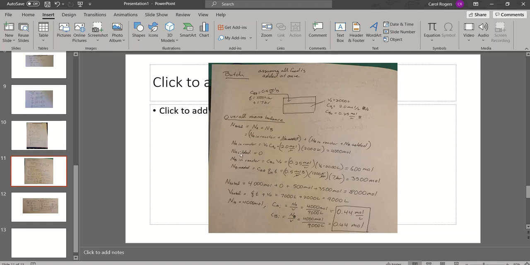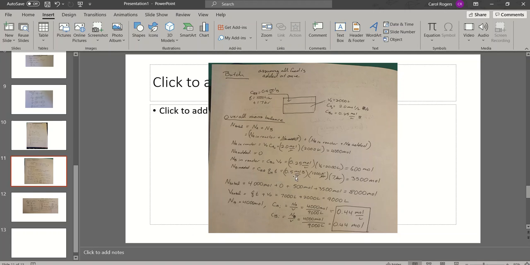So then we can calculate the moles of A that are in the reactor: the volume times the concentration of A that's in the reactor already. So that is 4,000 moles. You do the same thing with B. There's B already in the reactor, the concentration of B times the initial volume in the reactor. So there's 500 moles of B already in the reactor, and then the number of moles added is Cb added times the flow rate into the reactor times the amount of time that it was being added.